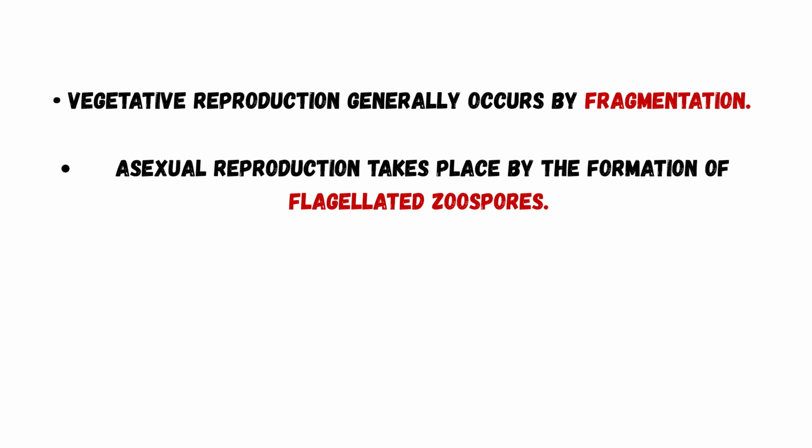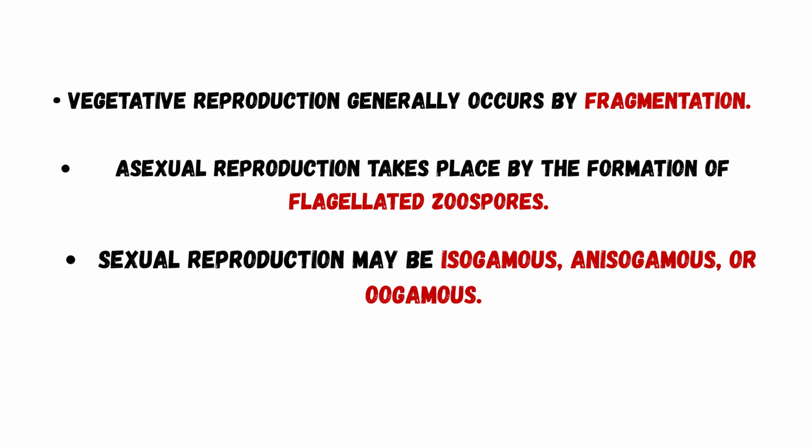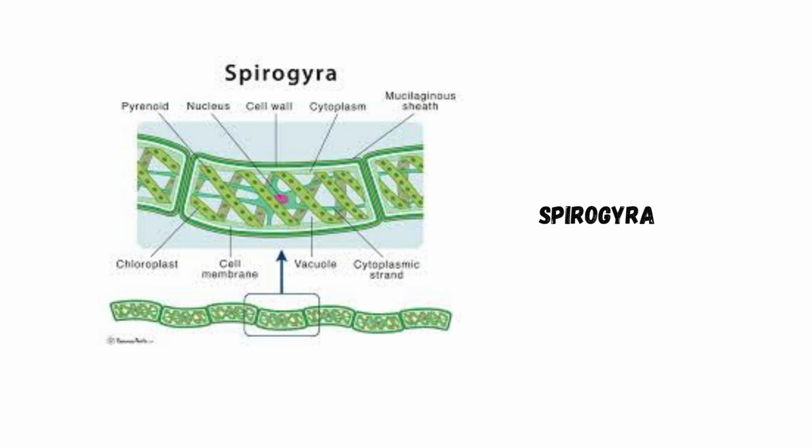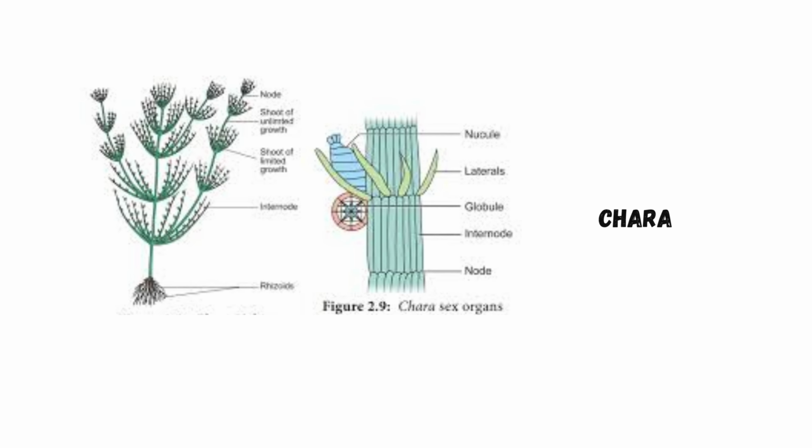It reproduces by vegetative reproduction, which generally occurs by fragmentation. Asexual reproduction takes place by the formation of flagellated zoospores, and sexual reproduction may be isogamous, anisogamous, or oogamous. Examples are Chlamydomonas, Volvox, Spirogyra, Ulothrix, and Chara.